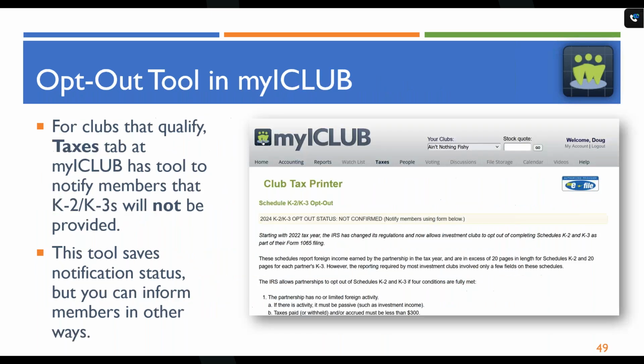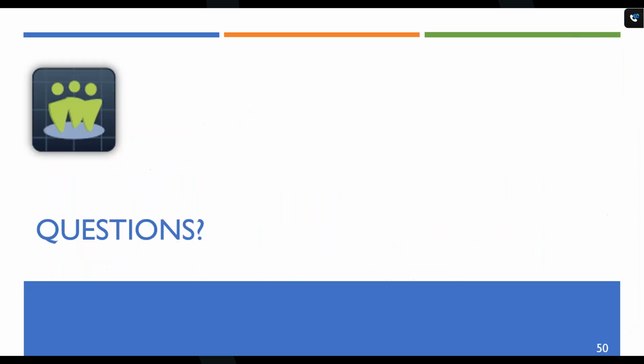We do have a mechanism to notify all the partners that you are planning to opt out of the K2, K3. If anyone wants a K1, they can inform the treasurer. This one also saves the notice, so you have proof that you have contacted the members and notified them that you are planning to opt out of filing the K2 and K3s. That's not the only way you can do it. You can send an email yourself, but this does give confirmation, so you have proof of contacting members.